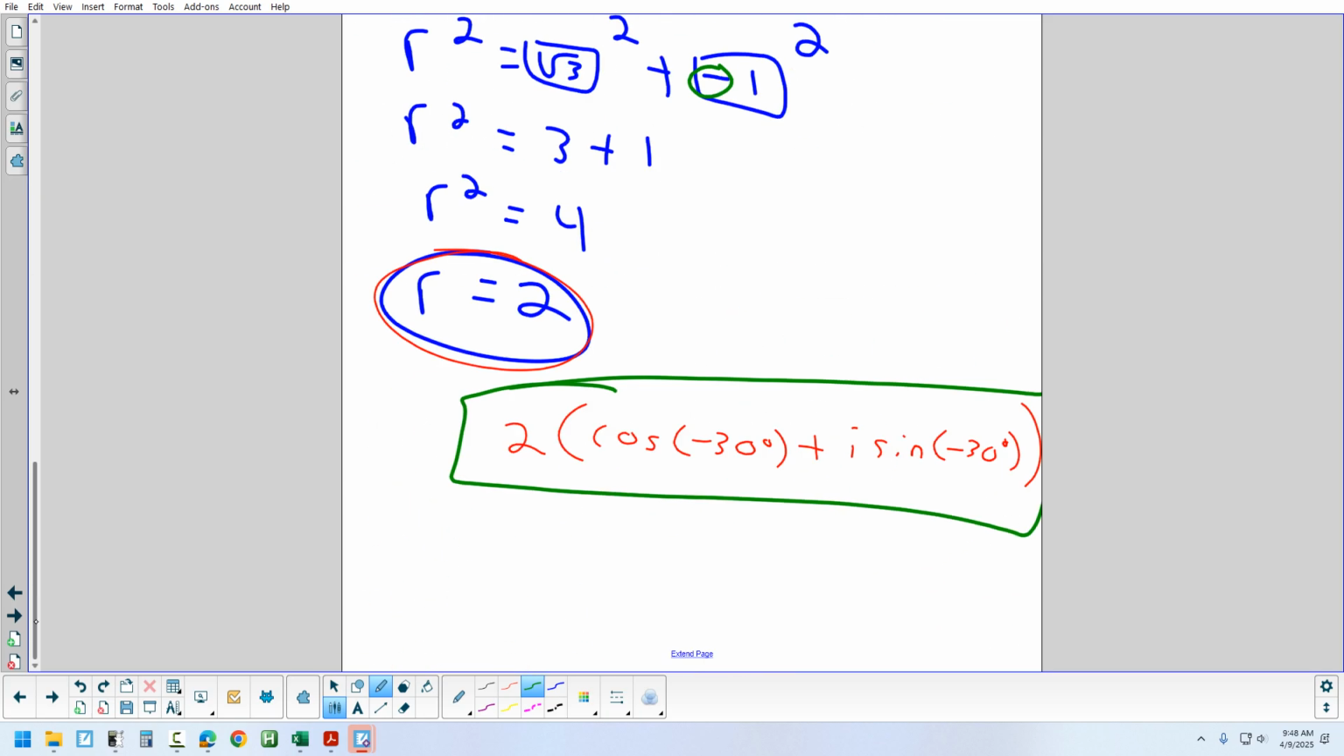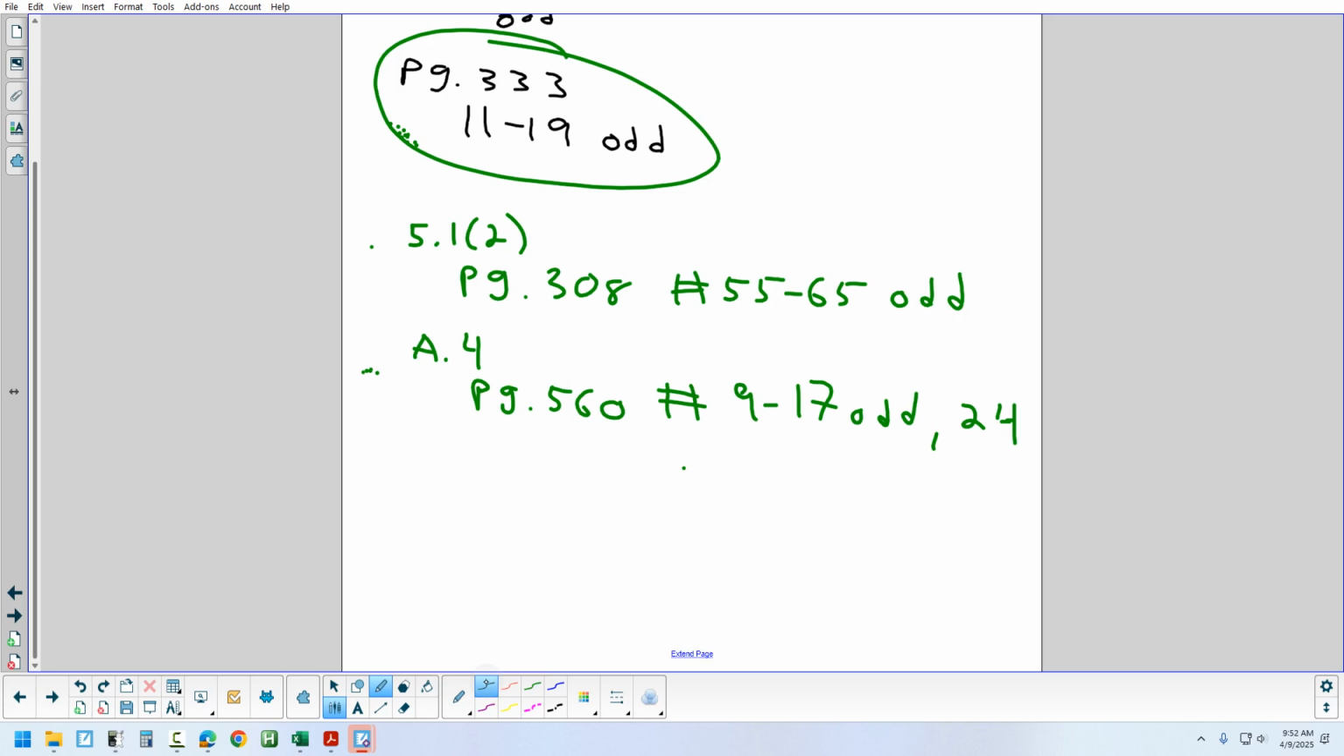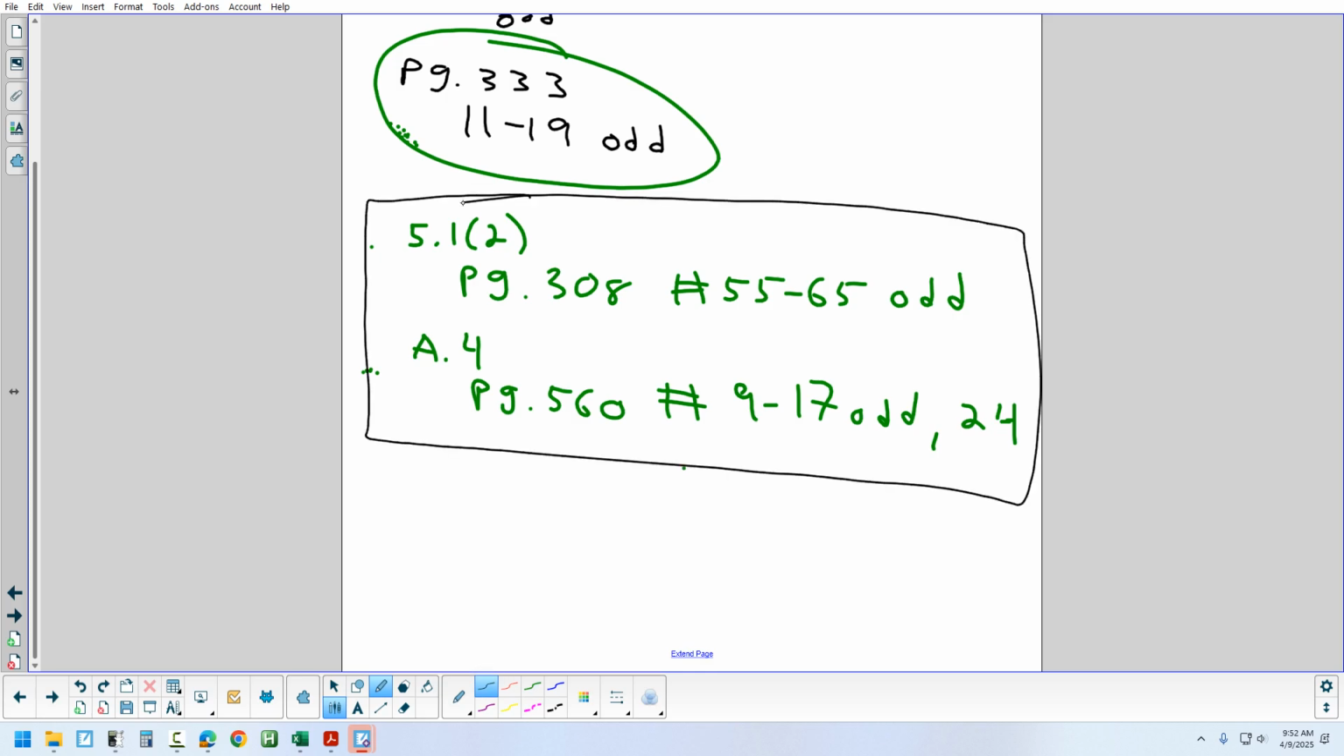Any questions on that? All right, so I think we've pretty much finished everything up. So tomorrow will be a good day. We can spend time reviewing everything we need to that's going to be on the test. Homework for tonight is what I put a box around in black. Tomorrow night's homework will be page 333, 11 to 19, but you don't have to do this one tonight. Just what's in the black box.